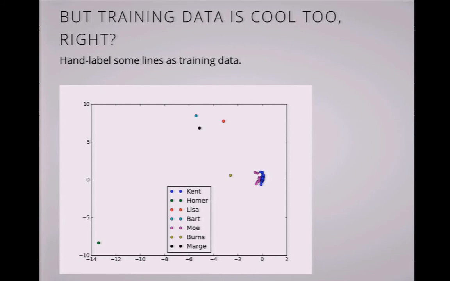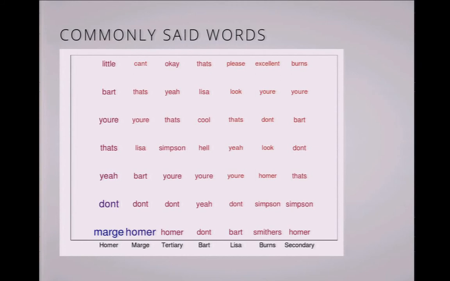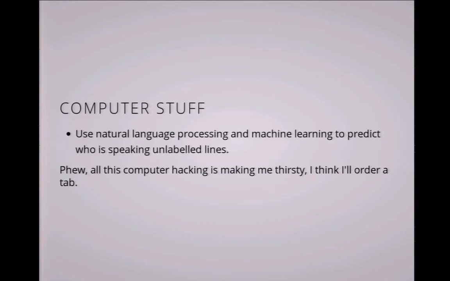So I used natural language processing, ooh, fancy term, to put these lines into clusters so we can see which characters are similar to each other and how they're speaking. And we can also see which words each character speaks most often. So Homer always says Marge. Marge always says Homer. They're kind of boring. Other characters say other words, but basically the show centers around Homer. Everyone's talking about him. So that's a key takeaway there.